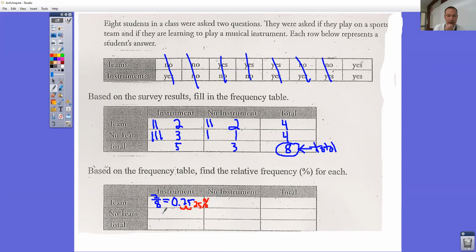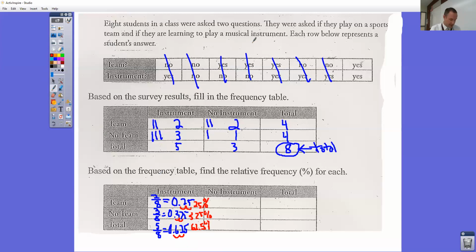If we do the next one, the next one is instrument and no team. That would be 3 out of 8. Top divided by bottom, you get 0.375. Move your decimal point over 2 places to the right. So we have 37.5%. Sorry, my mouse is not cooperating with me. On the next one, total people playing an instrument would be 5 out of 8. Top divided by bottom, 5 out of 8 is 0.625. Move your decimal point over 2 places. So this would be 62.5%. You would keep on doing that, right?